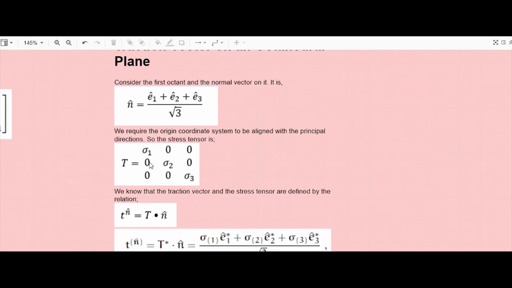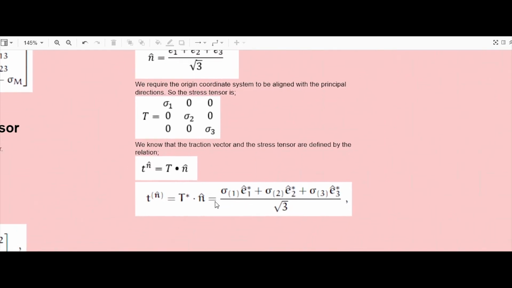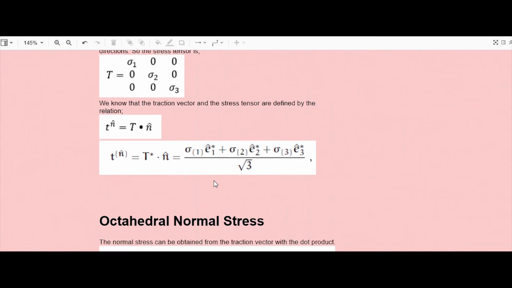Now we have to find the traction vector on one of those octahedral planes. We know the traction vector is the dot product of the stress tensor and the unit normal vector to the plane. So we decide to take the unit normal vector in the first octant where all the 3 components are positive, and here is the traction vector. Simple and easy.